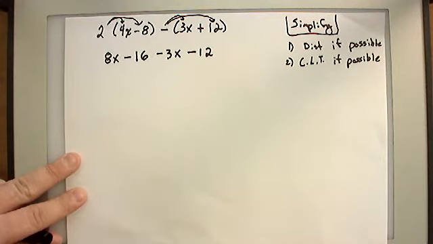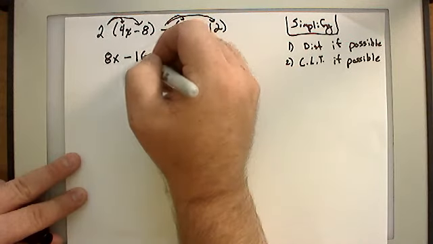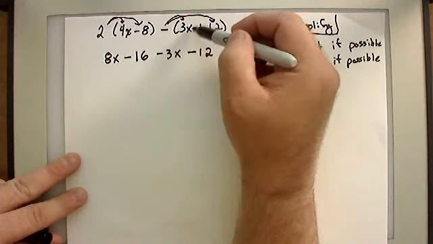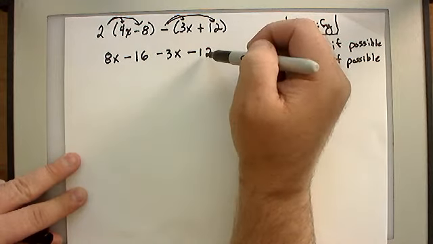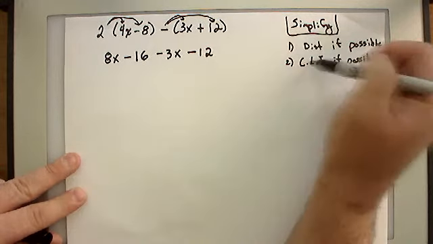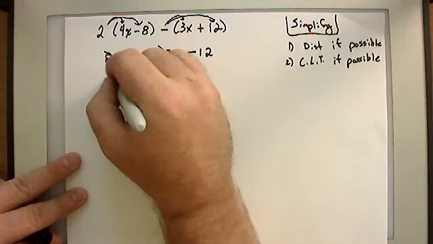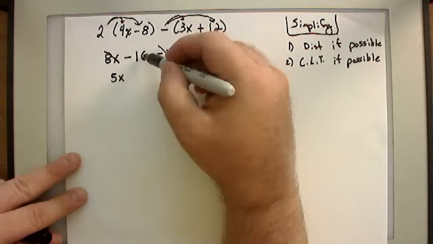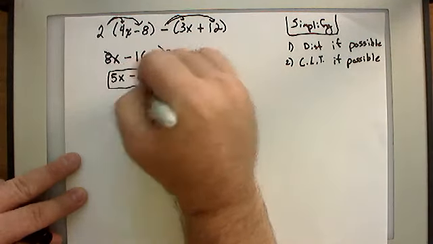Be careful. So we've distributed: 2 times 4x is 8x, 2 times -8 is -16, -1 times 3x is -3x, -1 times 12 is -12. Now we just put them all together and combine like terms. 8x minus 3x, that's going to be 5x. -16 and -12, that'll make -28. And that's our answer there.